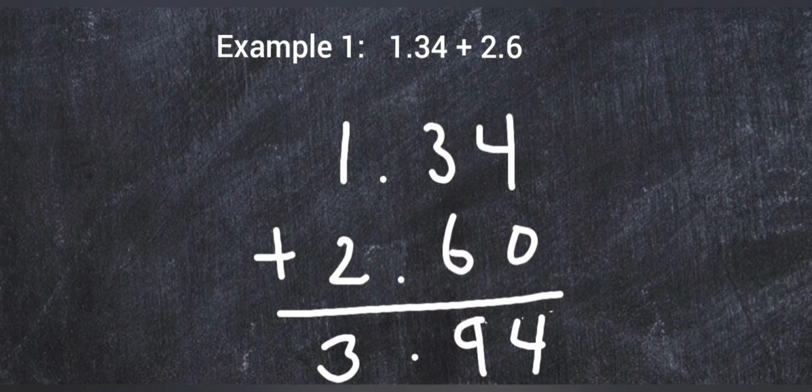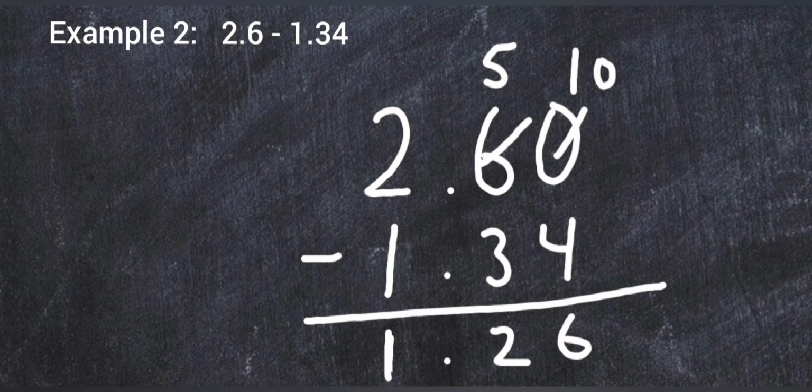Let's look at this example. 1 34/100 plus 2 6/10. First, we line up the decimal points, then we add 0 to fill in the empty space. 4 plus 0 is 4, 3 plus 6 is 9, 1 plus 2 is 3. Bring down the decimal point. The answer is 3 94/100.